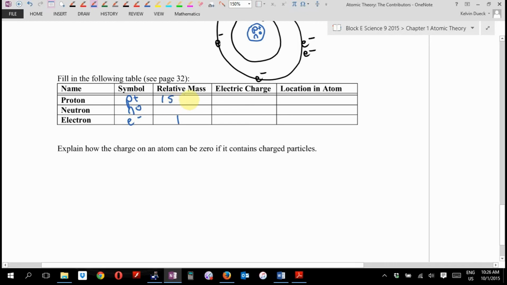1,500. And what was it? One more. What is it? 1,837. And a neutron would be 1,800 and... By the way, it's the other way. That's what I thought. I thought that was wrong. I think the neutron is heavier.